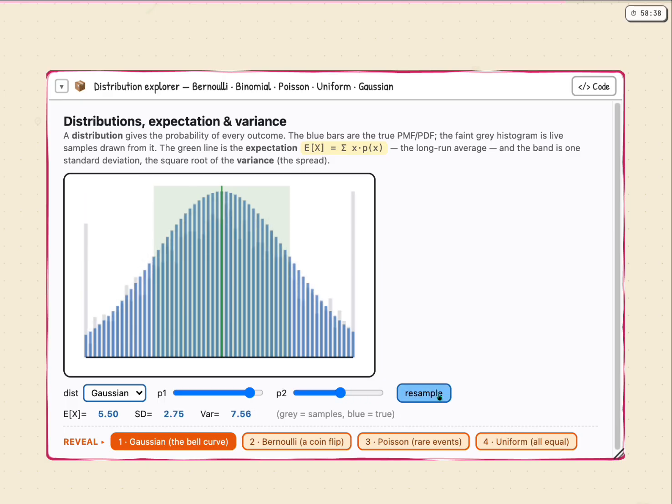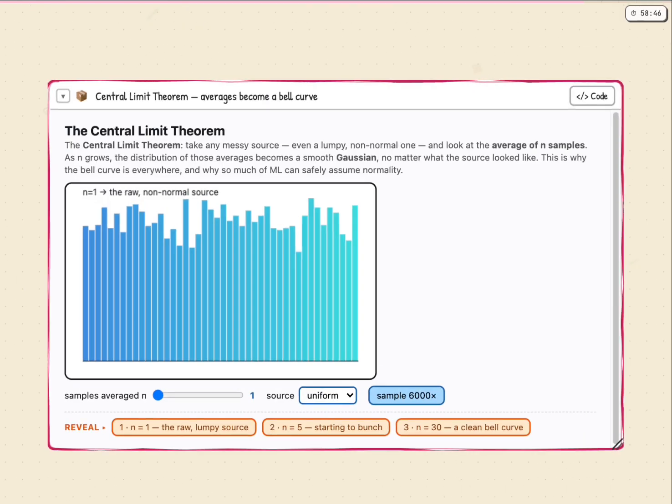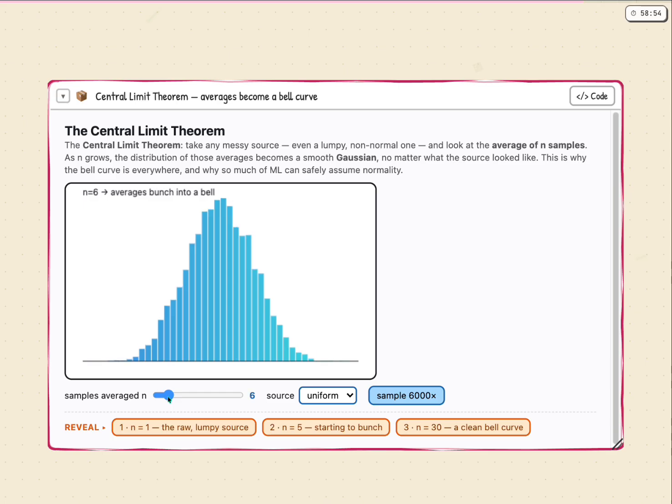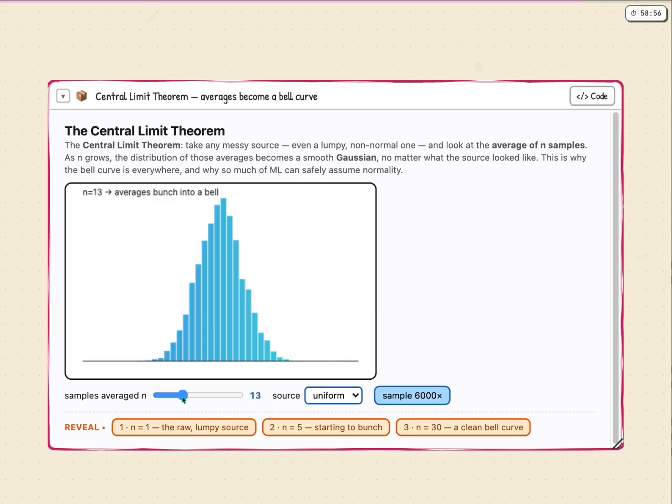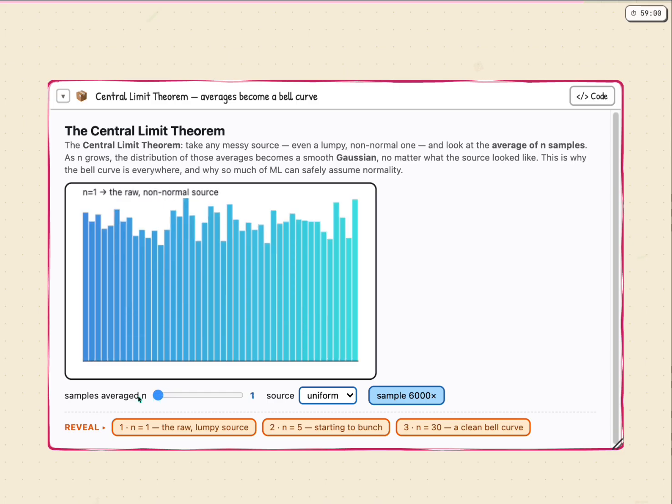Now I want to show you what might be the most surprising and important result in all of statistics. The central limit theorem. It explains why the bell curve is everywhere. Here's the setup. Take any source of randomness, and I mean any. Watch, I'll pick a deliberately lumpy, ugly, non-normal source. Nothing bell-shaped about it.